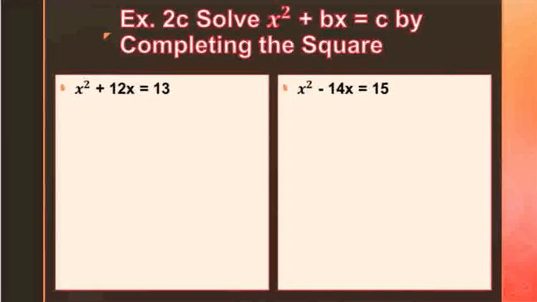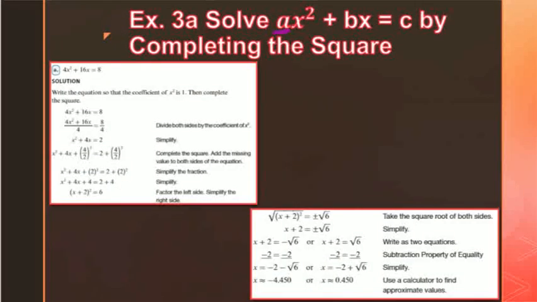These next two problems I'm going to have you do yourself for extra practice. Example 3, solve ax squared plus bx plus c by completing the square. You can see that the only difference with this one now is there's an a number in front of the x squared that's not a 1.